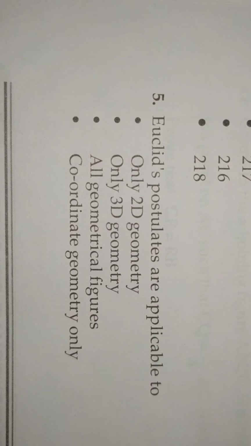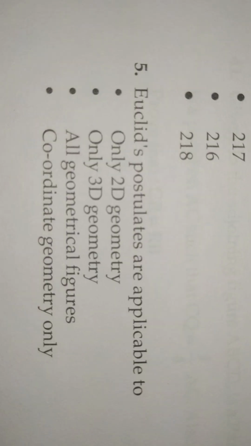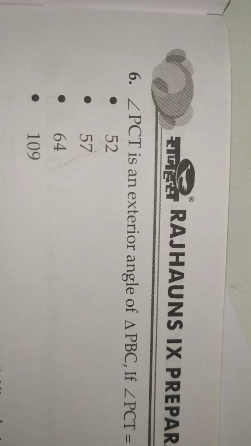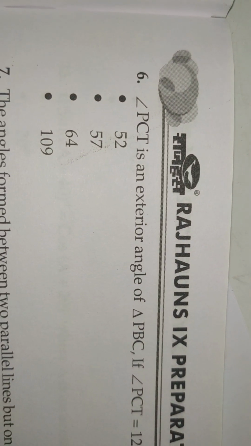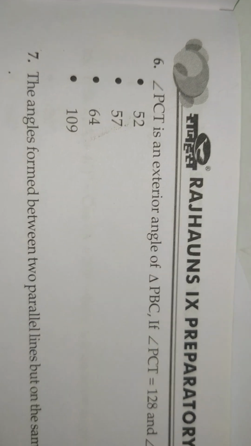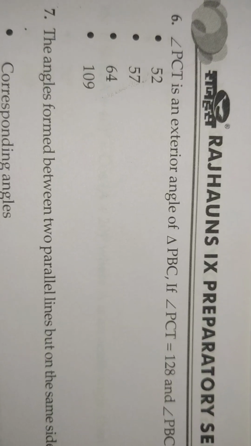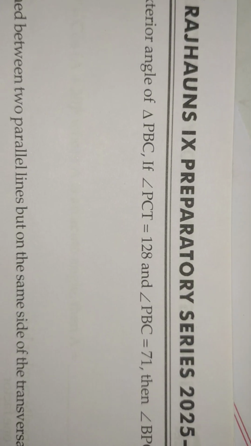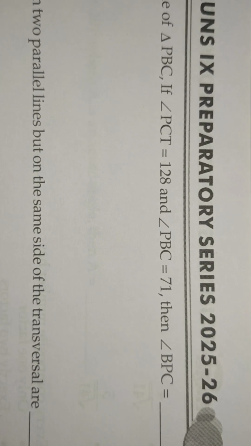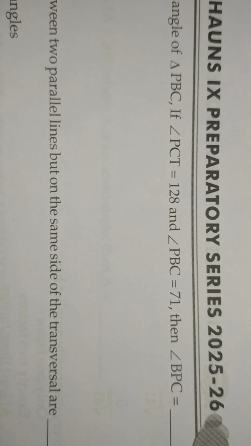Question number 5. Euclid's postulates are applicable to all. The correct answer will be all geometrical figures. Question number 6. If angle PCT is an exterior angle of triangle PBC, if angle PCT is 128 and angle PBC is equal to 71, then angle BPC is equal to... so this we will do.